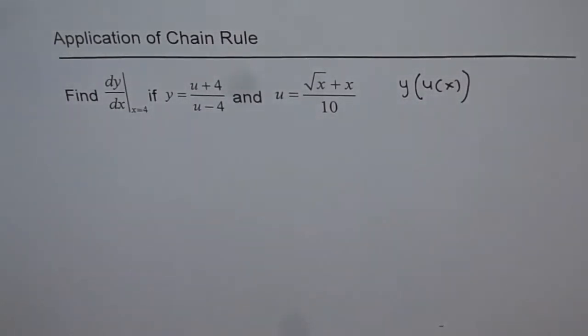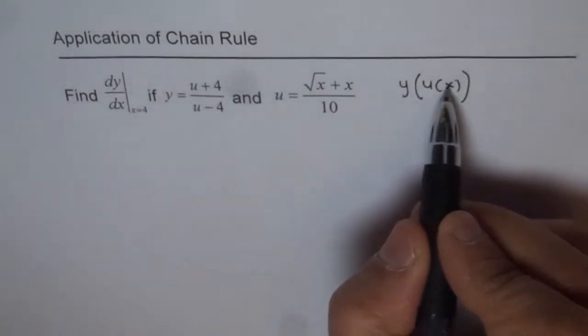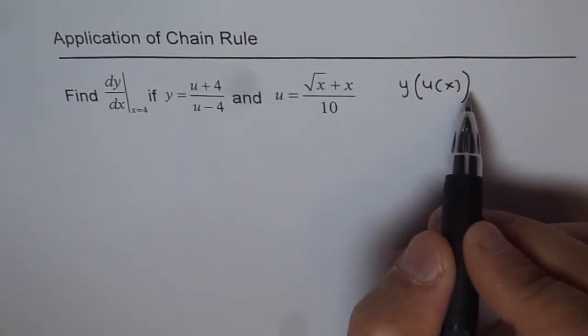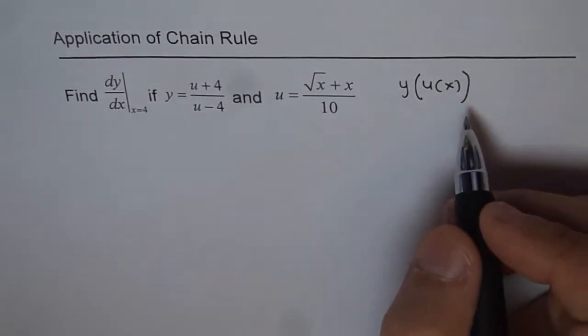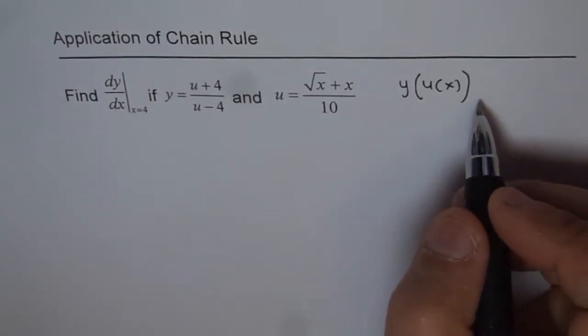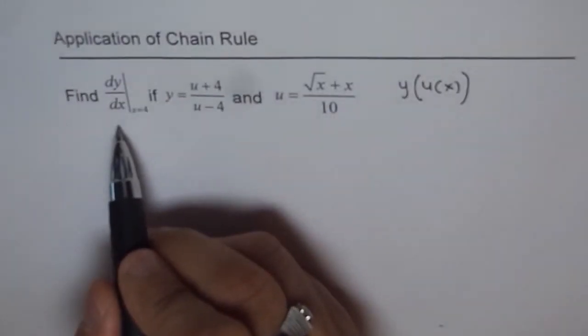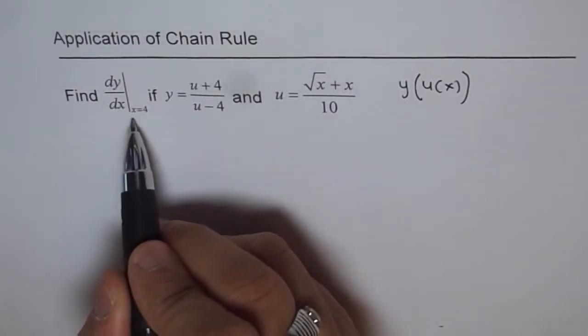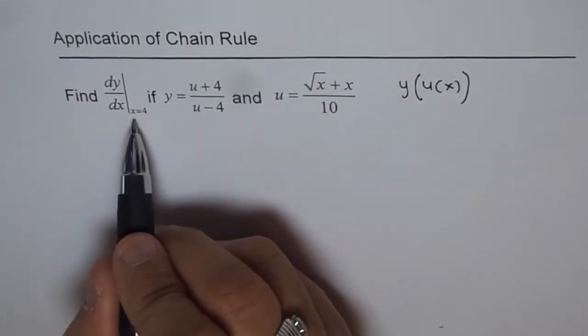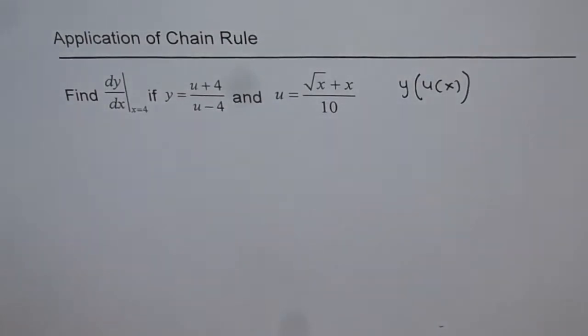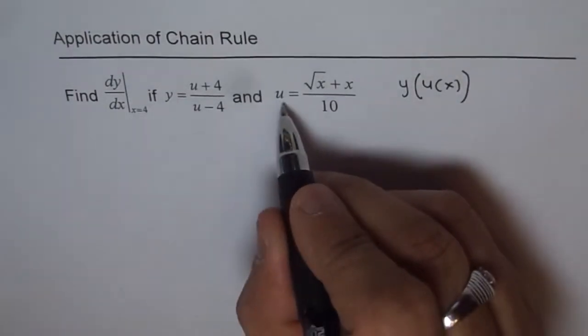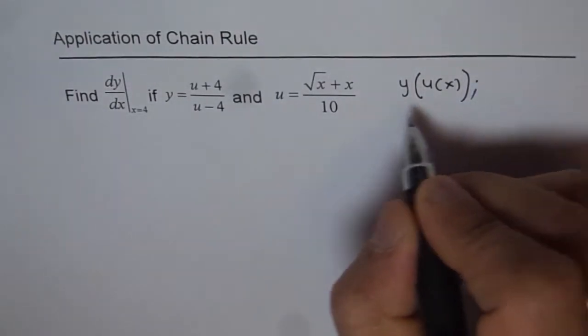Whenever we do this and we're trying to find the derivative, we'll move from outside to inside. So that's a strategy to follow, right? Another thing we need to understand here is we want to evaluate the value of the derivative at x equals 4. Now we're given x equals 4, but then at x equals 4, what is the value of u? So let's calculate that also.